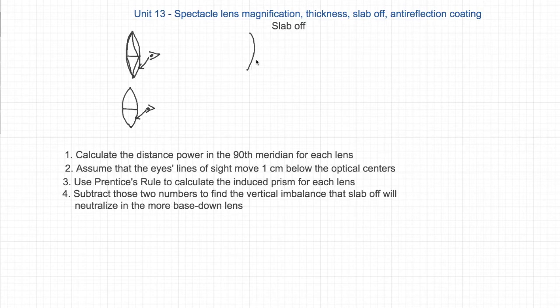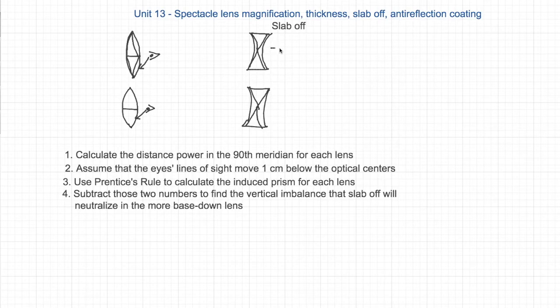Similarly, a minus lens can be thought of as two prisms apex to apex. Again, as long as you look through the optical centers, there's not a problem. Light that goes through the optical center does not bend. But if you read and look through the bottom of the lens, you get a prism effect.